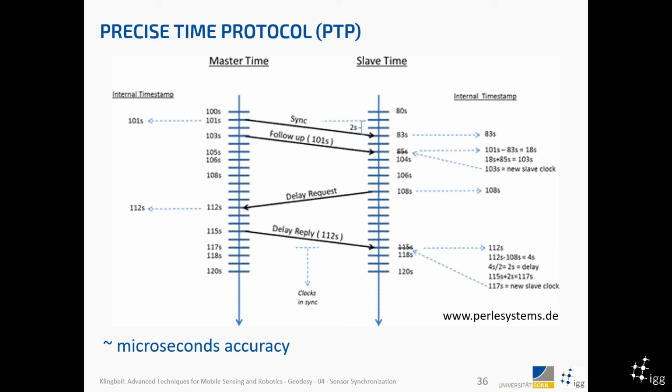And what the slave can do then, it can correct, right? So it knows that there was 101 seconds received, but it also knows that its own time was 83 seconds. So what it does, it adds that difference to the current timestamp, and now it has an updated timestamp. So it updates using the difference between that sending time and that reception time, and then it updates its own slave clock.